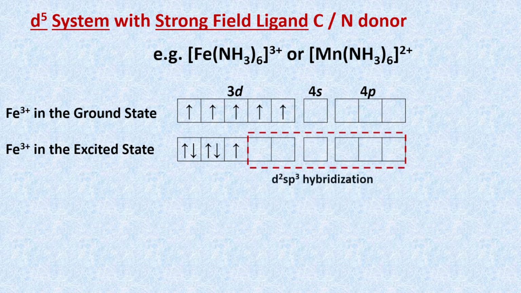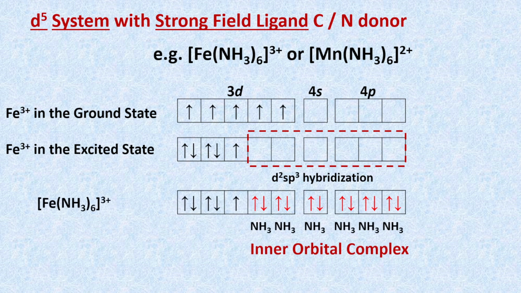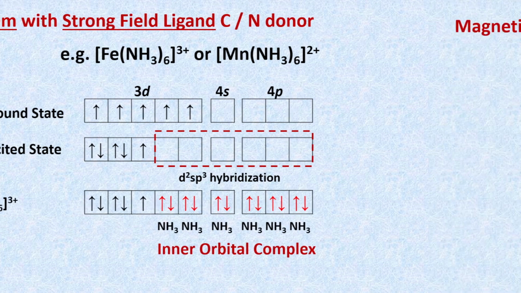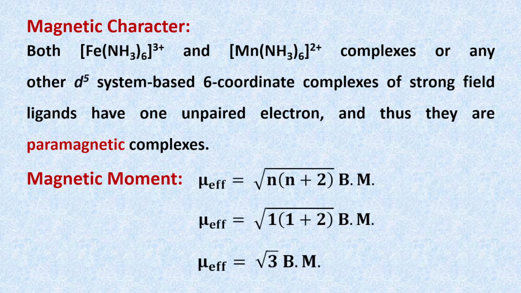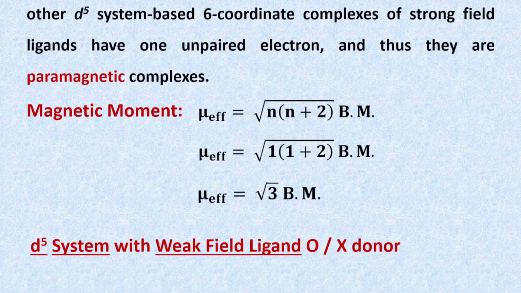Now the two vacant 3d orbitals, one 4s and three 4p orbitals hybridize to give d2sp3 hybrid orbitals to form an inner orbital complex. Both complexes, or any other d5 system based octahedral complexes of a strong field ligand, have 1 unpaired electron, and so they are paramagnetic complexes and their magnetic moment is √3 Bohr magneton.